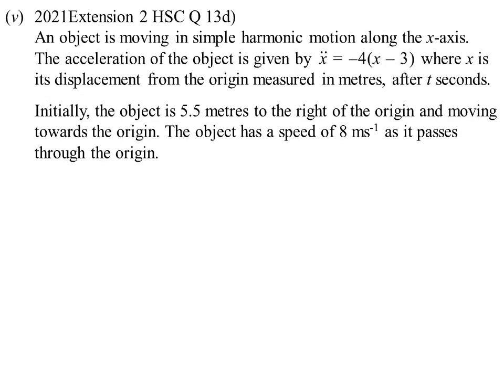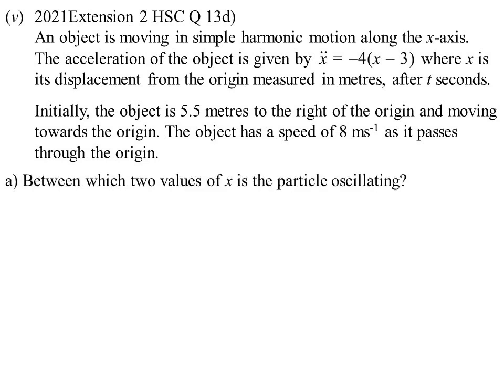2021 then, the next year, what did they do? Objects moving in simple harmonic motion, they gave us the acceleration displacement equation. Initially the object's 5.5 to the right, and has a speed of 8 meters per second as it passes through the origin. So what do they want us to do? Basically they're saying find the path of the particle, between which values is the particle oscillating.